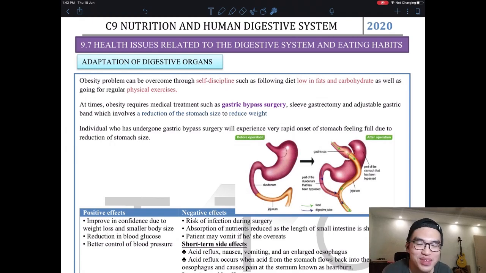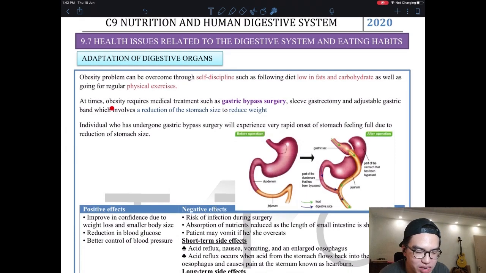So self-discipline, it's good to have it. You need discipline in everything, in studying, in doing a job, whatever. You need discipline in everything. And then at times obesity requires medical treatment such as gastric bypass surgery. In short we call it GBP, some call it GBS.